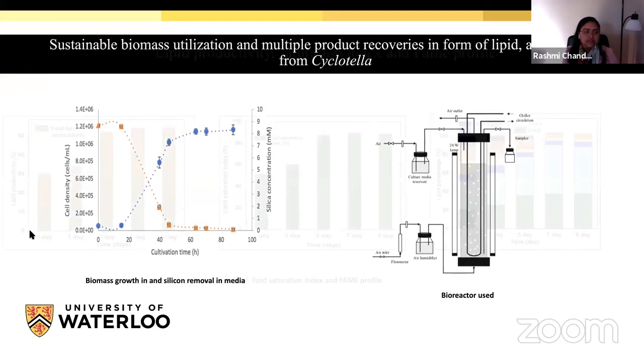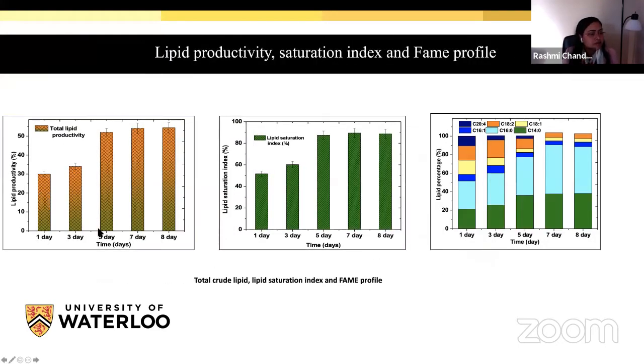So with this, I grew them for 8 days, and we took the lipid productivity. They have quite good lipid productivity, like 50%, which is really good. So 50% lipid productivity in a very short span of time, just 5 days. We extracted and profiled it, and at 8 days they reached their maximum productivity.